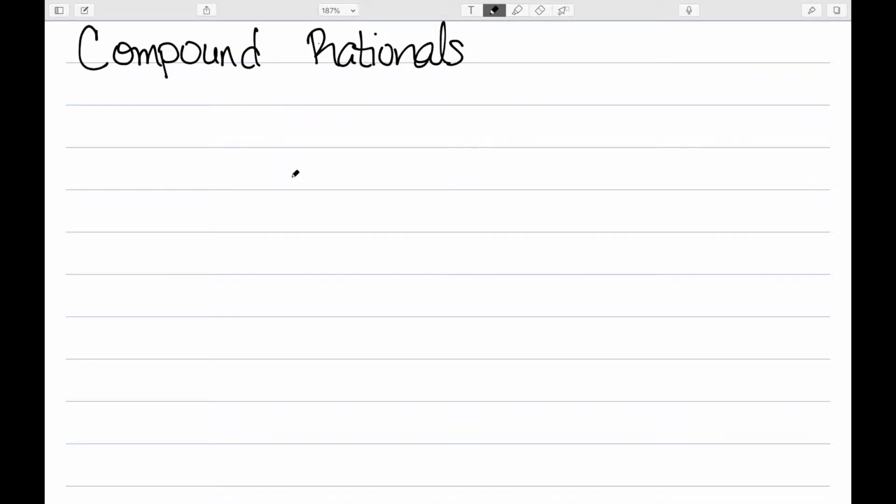I now want to look at compound rationals. The idea of a compound rational is it has a fraction in either the numerator, the denominator, or both. So it's kind of fractions inside of fractions. And we're going to look at one particular method for simplifying these.